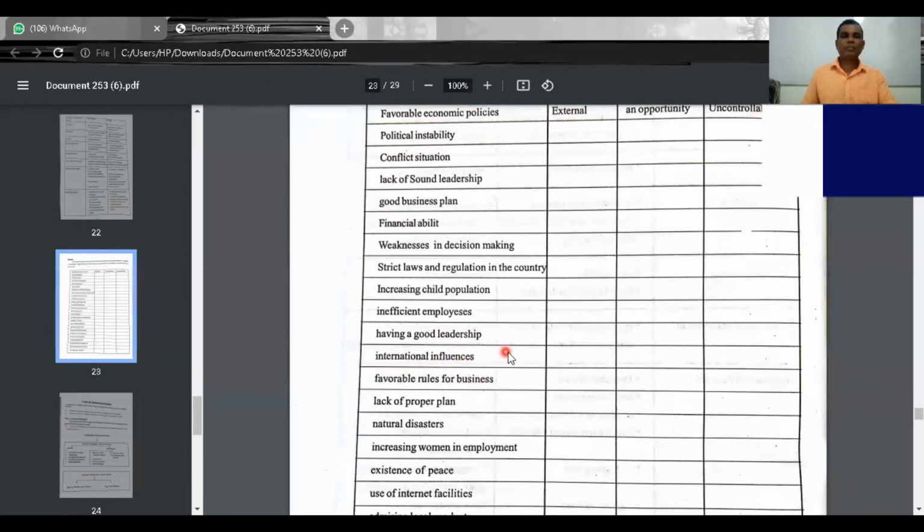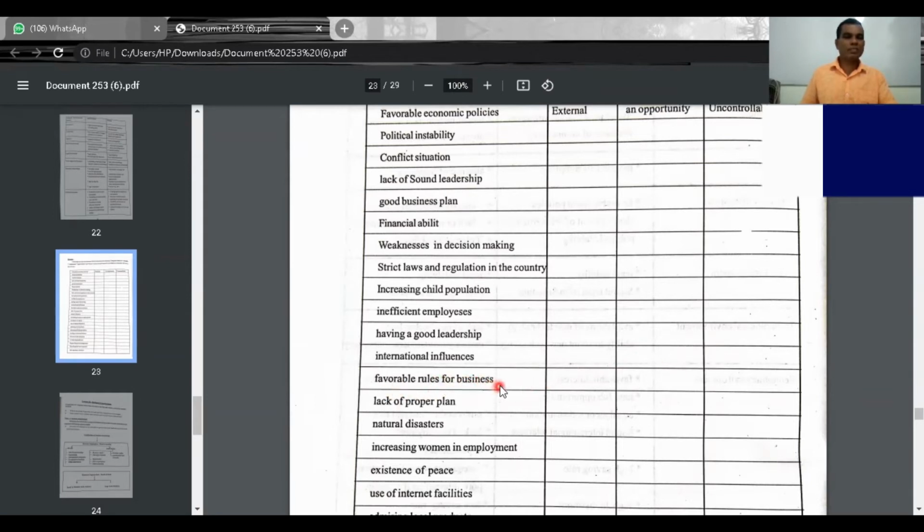International influences. External, we are unable to control it. Now China's interference nowadays, we are unable to control it. Businesses are unable to control it. And it is a threat. It is uncontrollable.